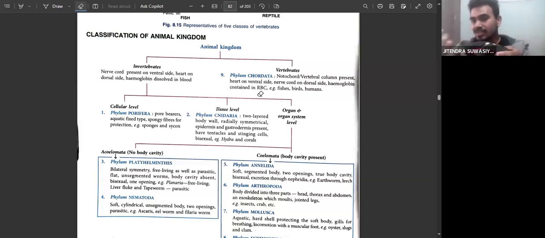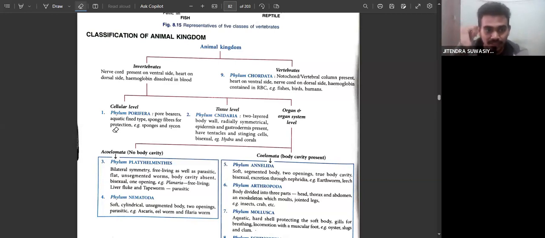The alimentary canal and heart are present on the ventral side, and the nerve cord is present on the dorsal side. Then they have hemoglobin content, that is RBC, red blood corpuscles. And the common examples are fishes, birds, and humans.